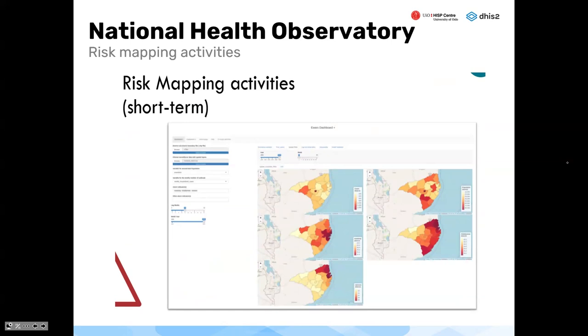This one is more like a short-term one. In terms of the e-wars for WHO initiative, we are actually working with WHO to predict malaria so far, up to 10 weeks in advance in terms of outbreak of malaria. And this one is more local, because it's for district level that we will have the probability of an outbreak 10 weeks in advance. So this is our risk mapping in terms of short term.